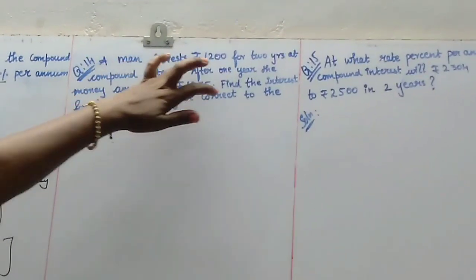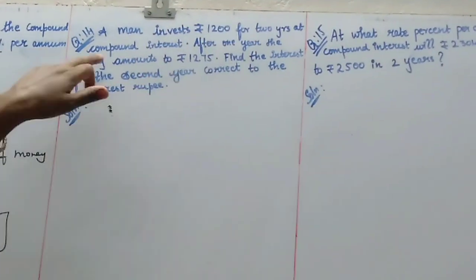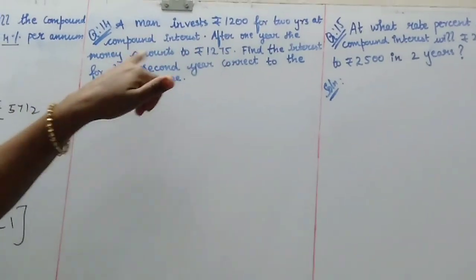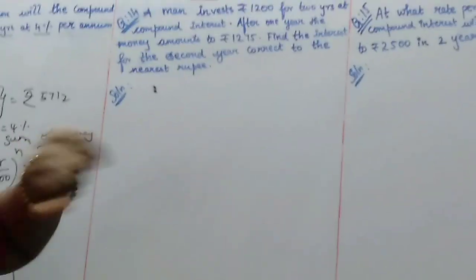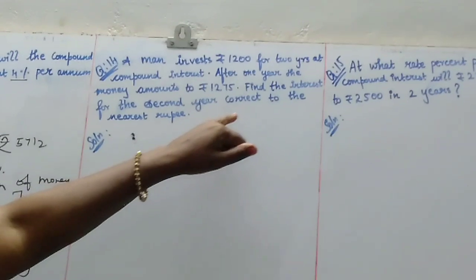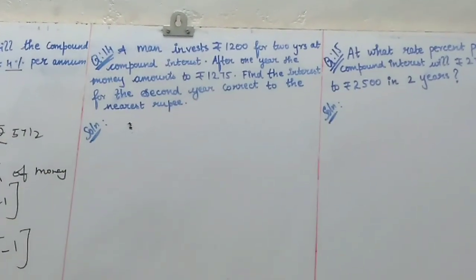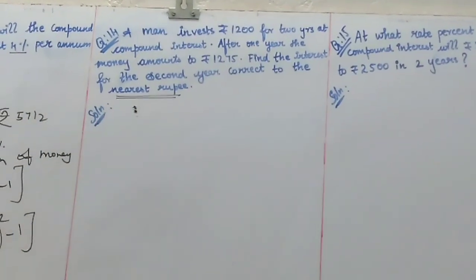A man invests rupees 1200 for 2 years at compound interest. After 1 year, the money amounts to rupees 1275. We are supposed to find the interest for the second year, correct to the nearest rupee. Correct to the nearest rupee, keep it in mind.